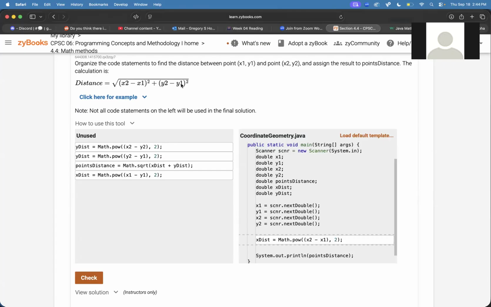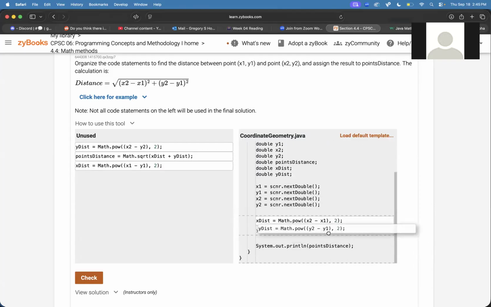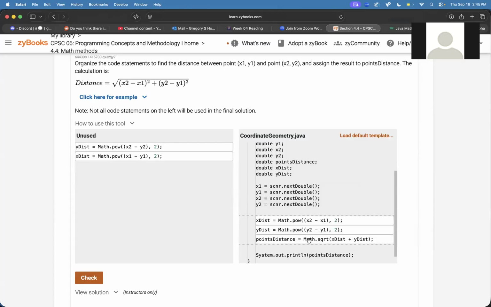After you do the first part, let's do the second part, the y squared. Sorry, y2 minus y1 squared. So we look for y2 minus y1. This one's wrong because it's x2, y2. This one's correct, y2, y1. So that's next. And then after you've got those both done, we need to add them together and square root. So it's got to be this one because this one adds them together and does a Math.sqrt.